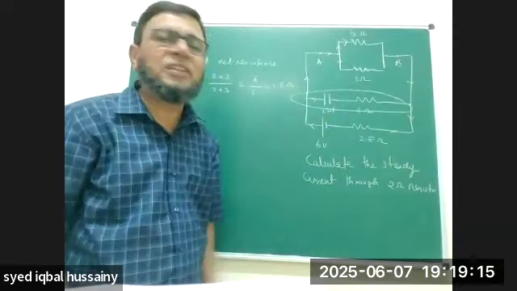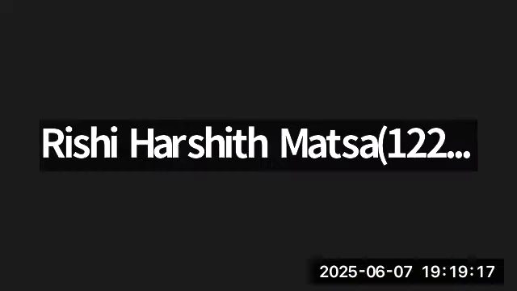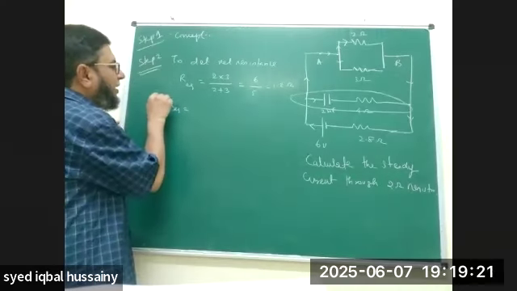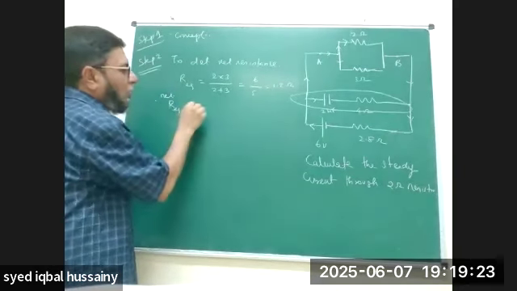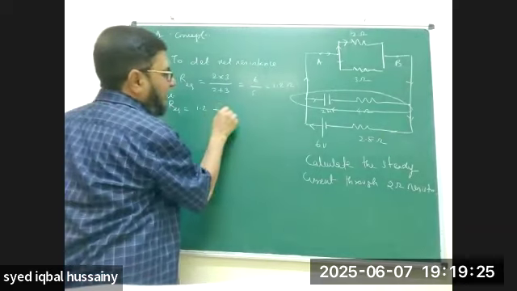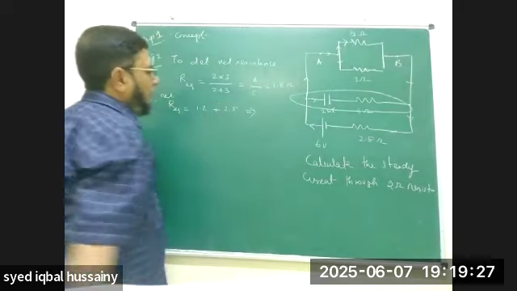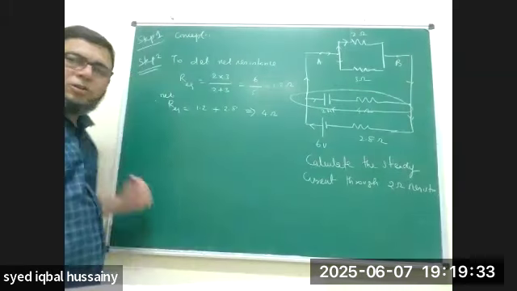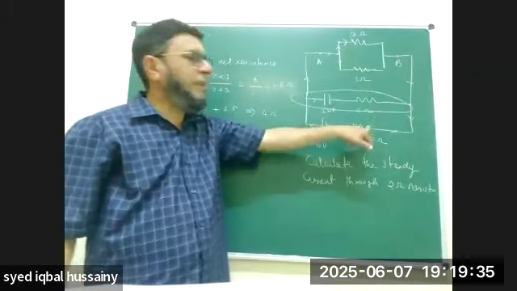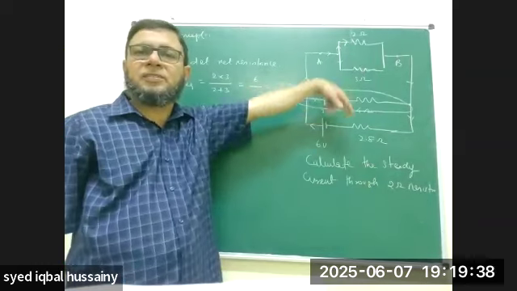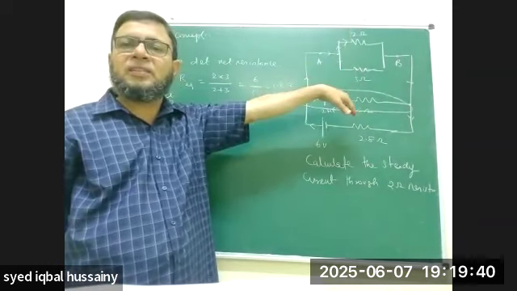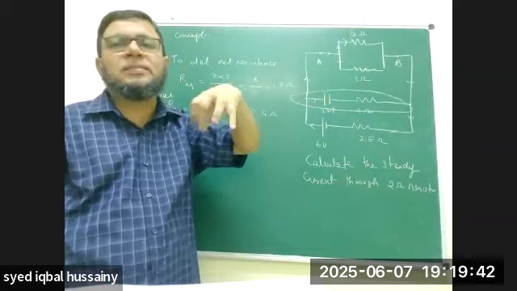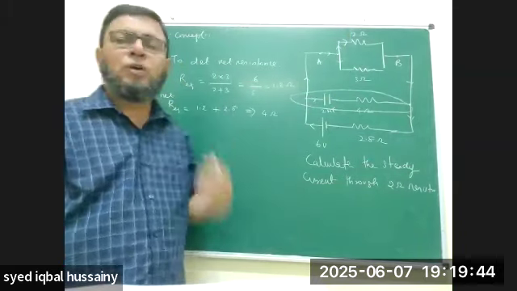Series means what is the formula? जल्दी बोलिए. What is series? R1 plus R2. Very good boys. So R equivalent equal to 1.2 plus 2.8. What's the answer? So 4 ohm. So when you solve these three resistances, you got the net resistance. What is the net resistance? का value मिला आपको 4 ohm मिला.